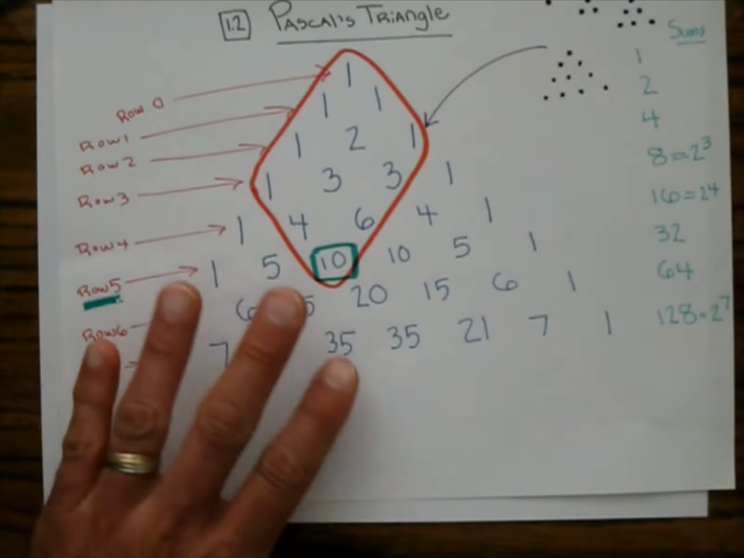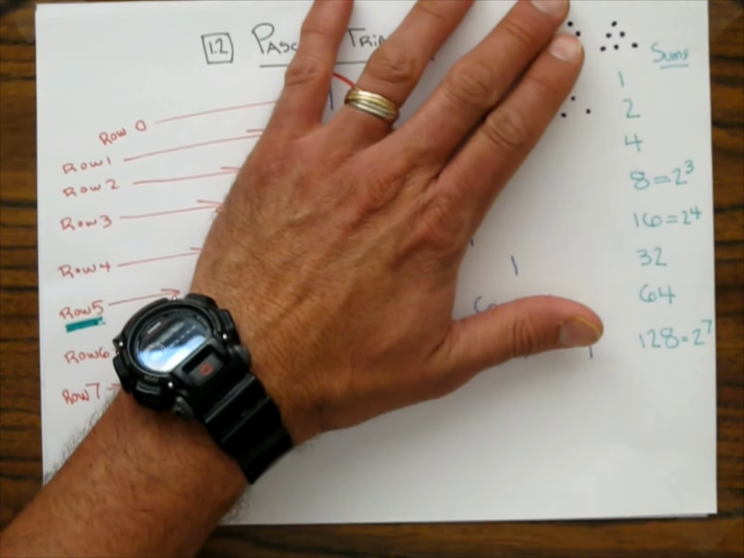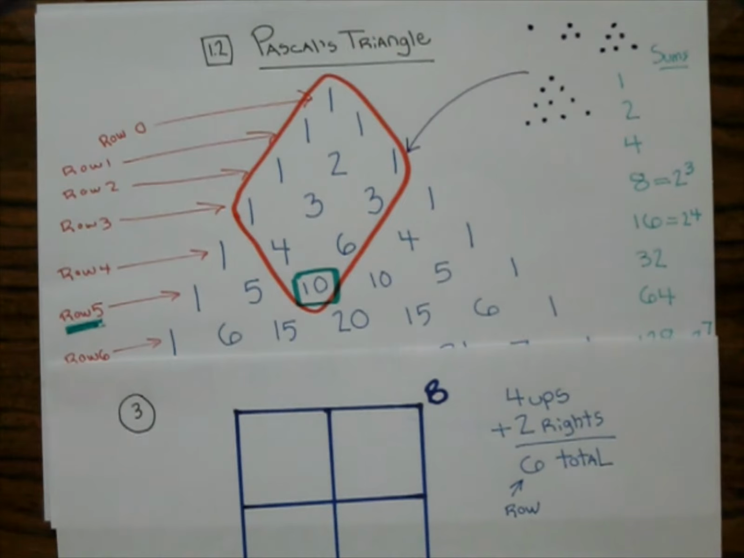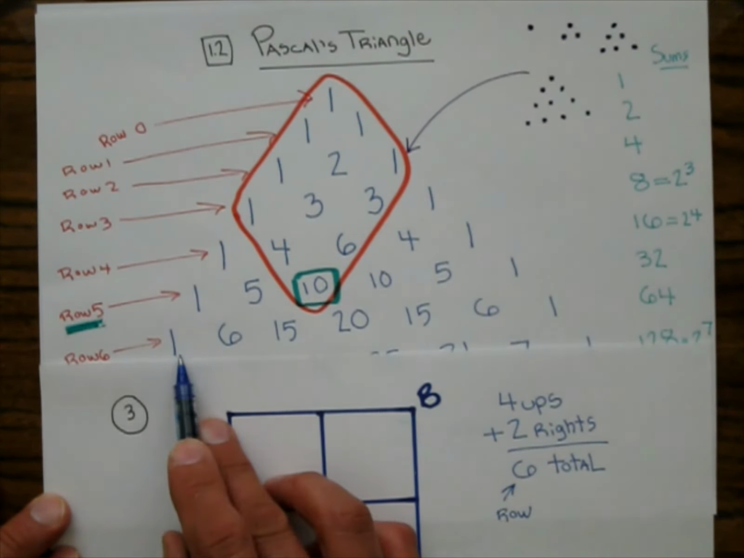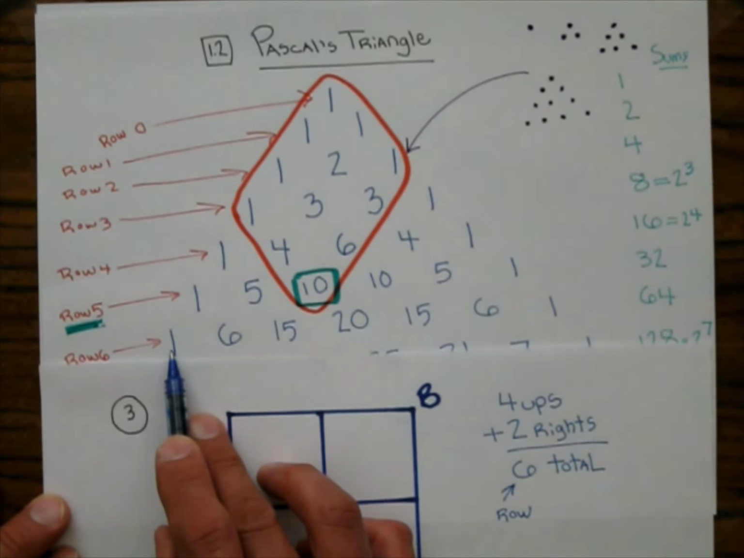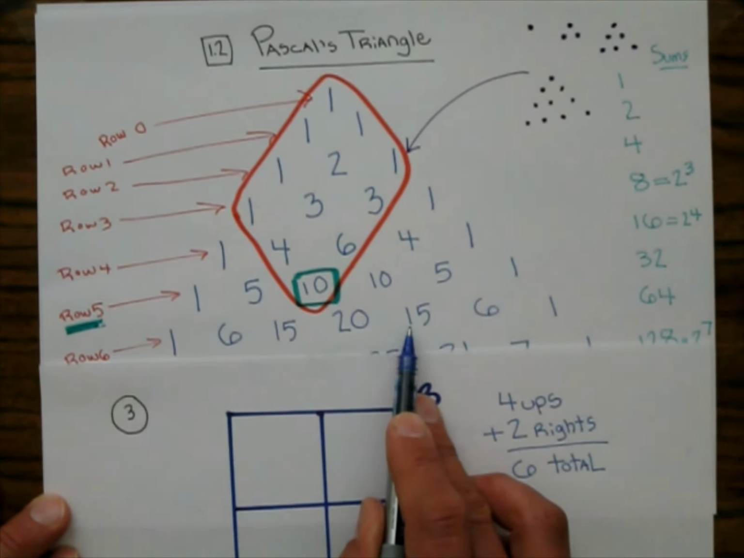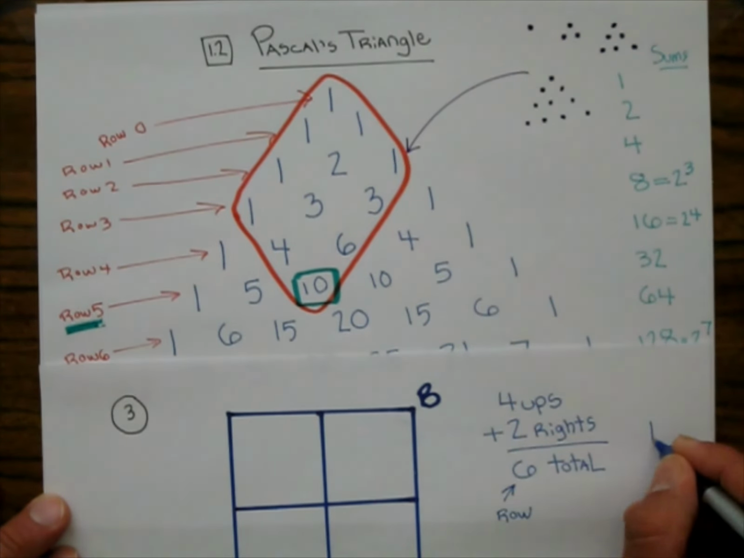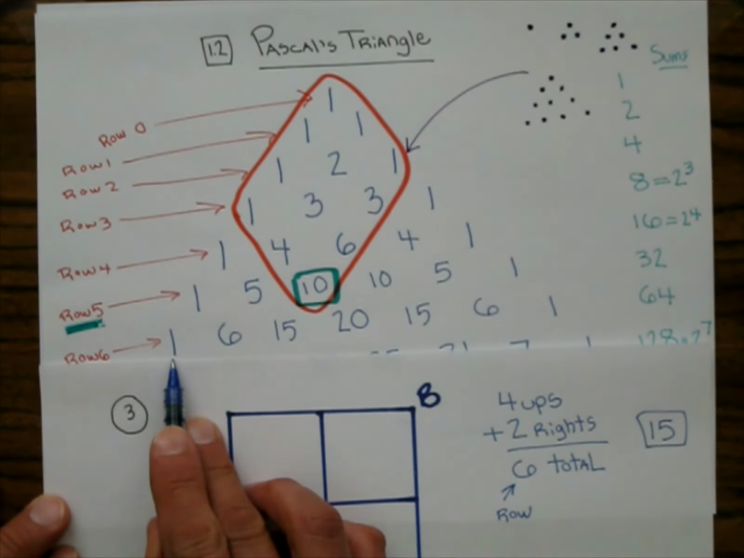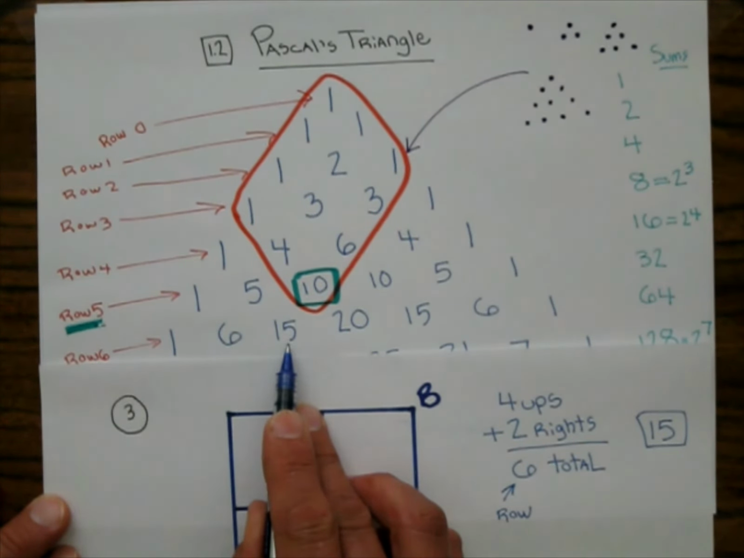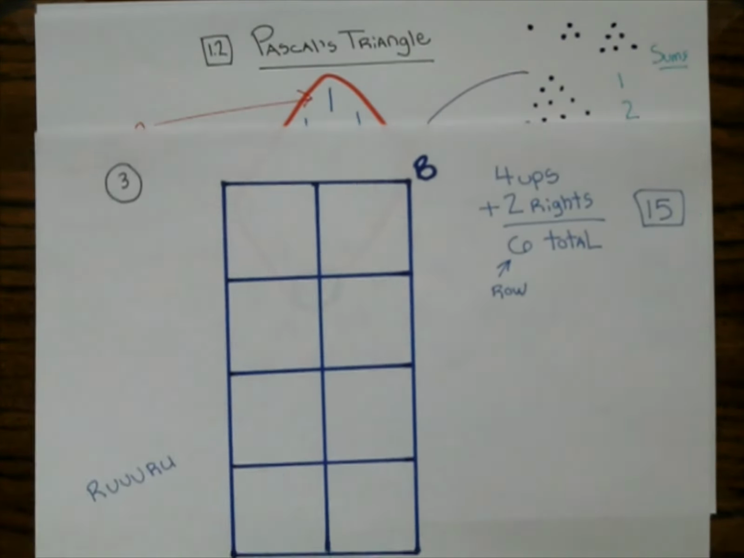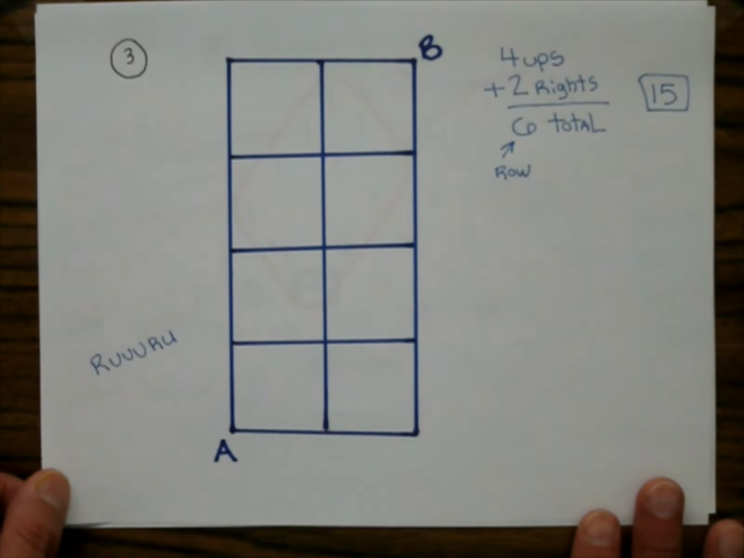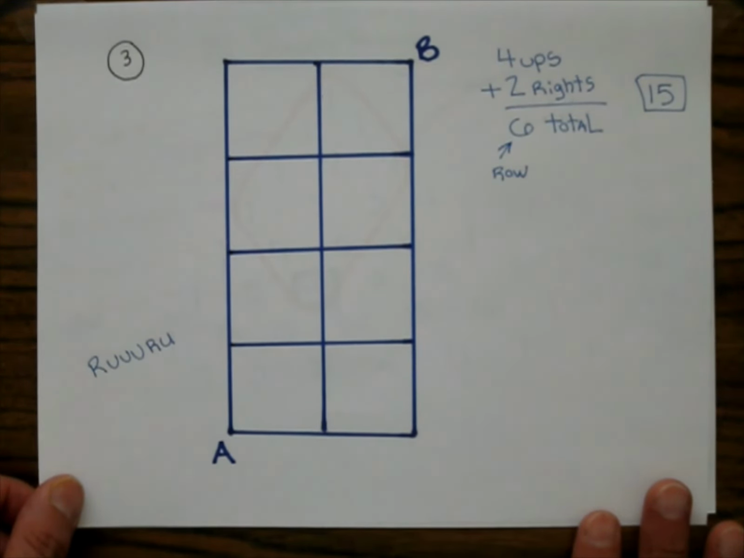So putting down Pascal's triangle again. Go to row 6, which is right here, and count over 4, because you have 4 ups. So don't count that first one, that's entry 0. So you go 1, 2, 3, 4, which is 15. Or you could have counted over 2, so we'd go 1, 2, which is 15. And that is the way you do these direct route problems from 1.3.